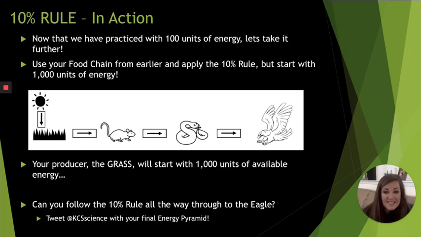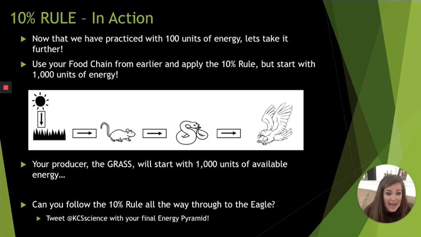Now that we've practiced the 10% rule with 100 units of energy, let's take it even further. Use your food chain from earlier, the one with the grass and the mouse and the snake and your eagle, and practice. So instead of filling in your triangle with those words that say producer, primary, secondary, tertiary, you guys can actually fill it in with grass, mouse, snake, and eagle. But I want to challenge you, and I want you to start with 1,000 units of energy this time. That's going to make your fractions a little bit easier, but you're going to have to start a lot bigger.